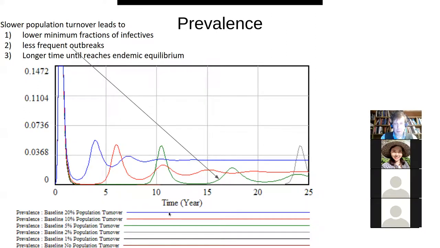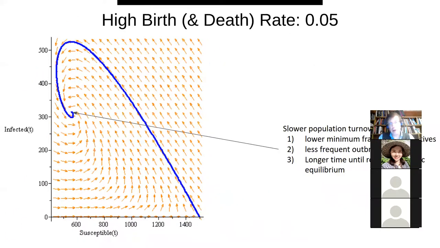So how quickly the population turnover relates to what's the minimum fraction of infectives in the population, how rare infections become in between these outbreaks, how frequent the outbreaks are, and how long it is until it reaches some sort of endemic equilibrium balance, if indeed it does. And there are cases where it engages in what's called a limit cycle, and it just circles around an equilibrium rather than ever stably getting into it. We won't nearly have time to cover that.